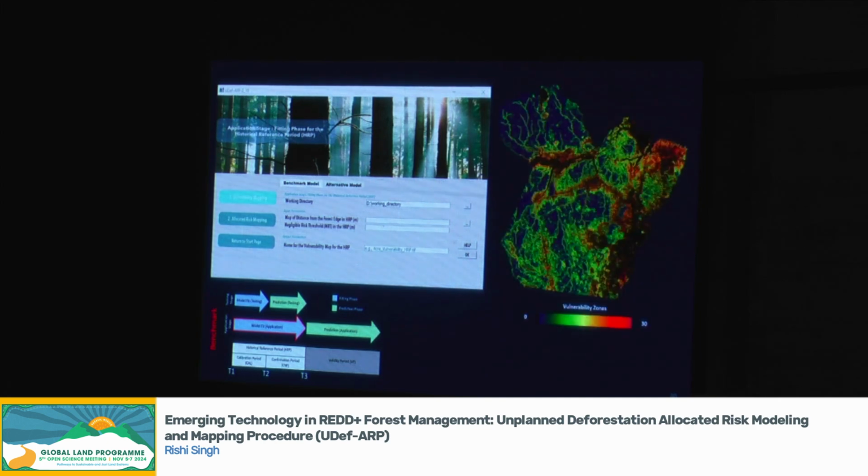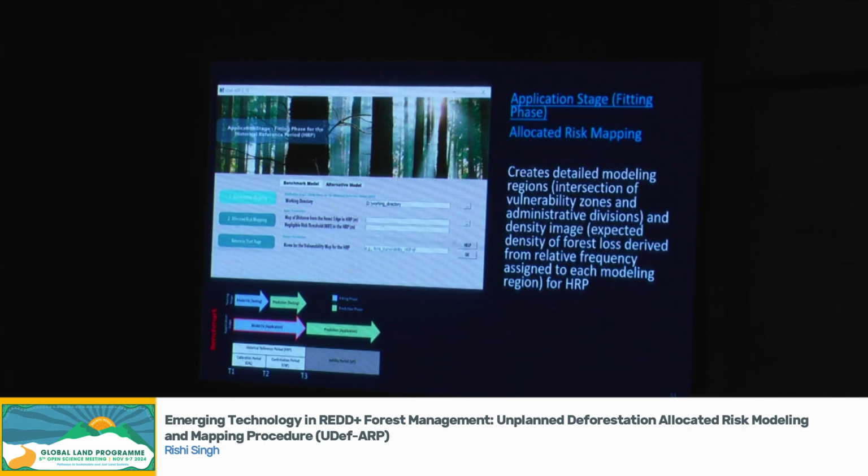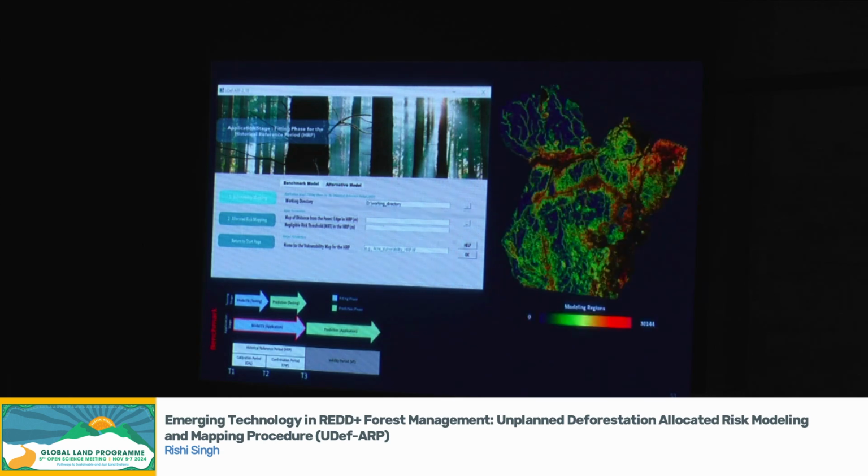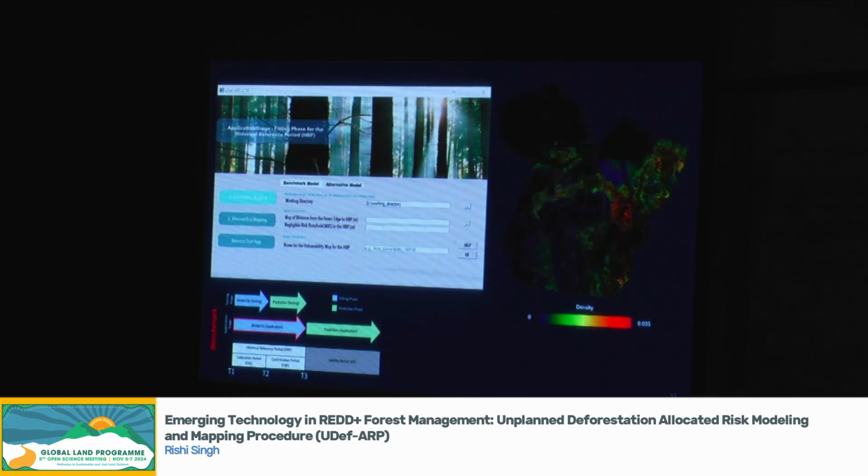But as you can see, again, you're going to build the vulnerability zones from that distance from forest edge. And that's using, again, the negligible risk threshold from the HRP. And then you're going to intersect those with the municipalities. In this case, again, to get those finer detailed modeling regions, and then assign the relative frequency to those. So it shows the modeling regions. And then when you assign the relative frequency to them and then convert them to densities, you get a map that looks like this. So you can see it's different than what we got for the fitting for the testing.